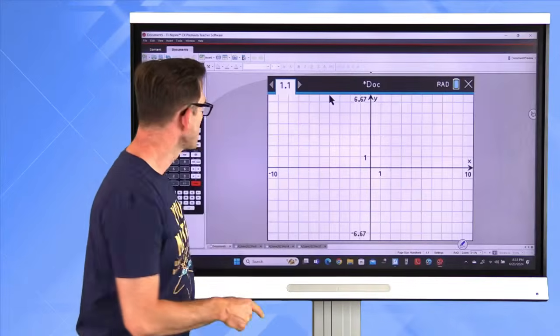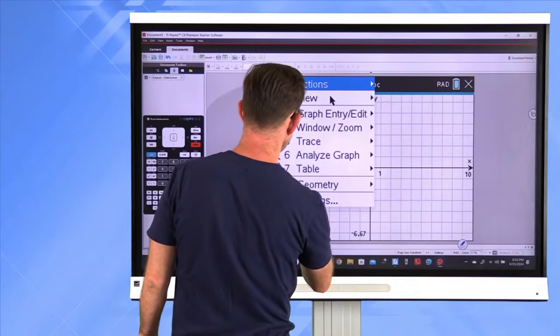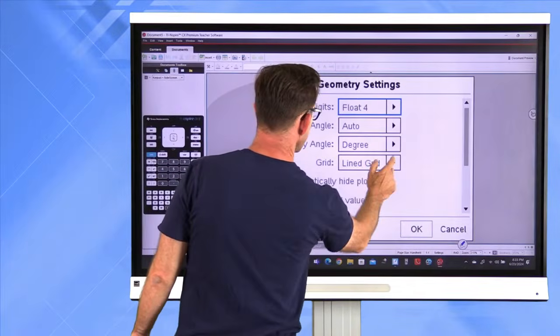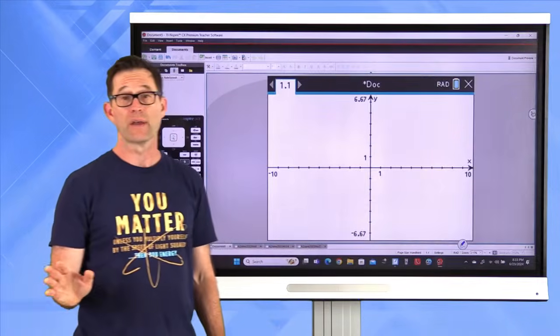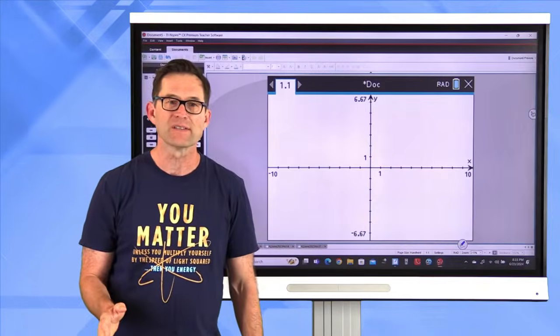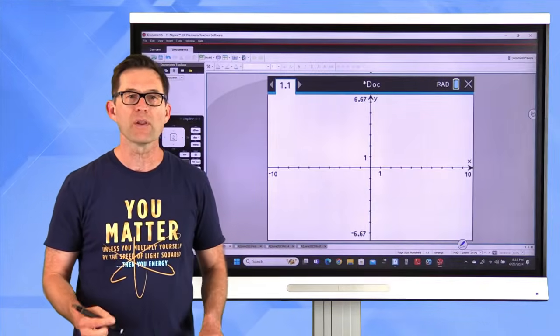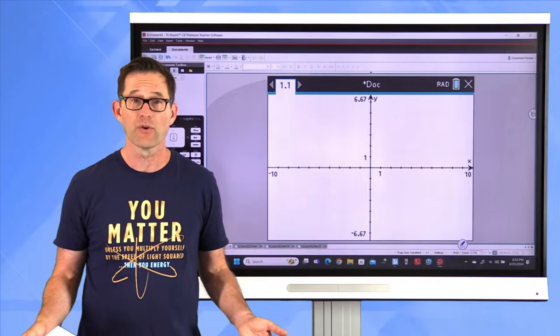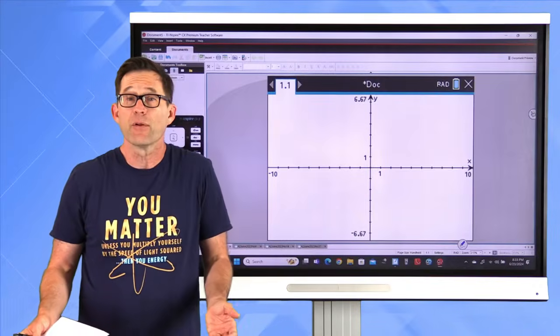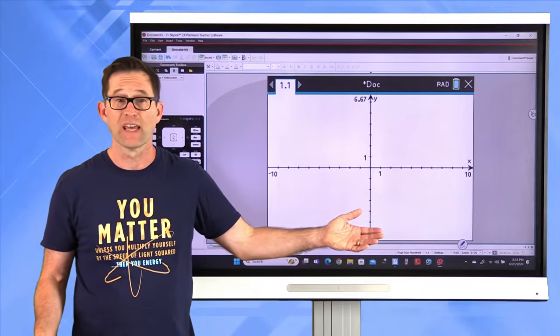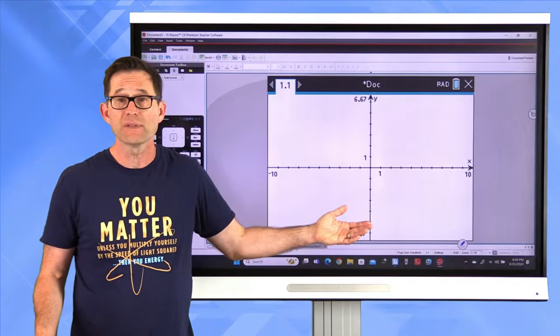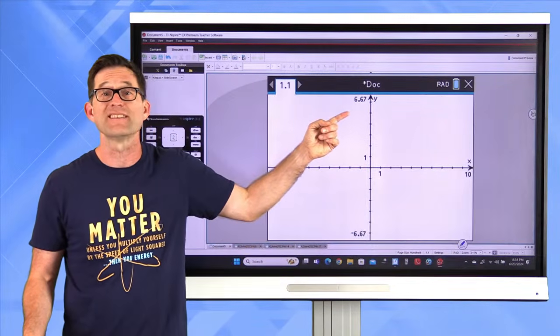I also don't particularly love this grid. I'm going to take that off real quick. I'm going to go into my settings. I'm going to take no grid. Okay, great. I still don't see anything, right? But think about this. We started off with a population of 500 palm trees and 200 flamingos. Of course this doesn't show us anything, because the y-axis goes up to 7.